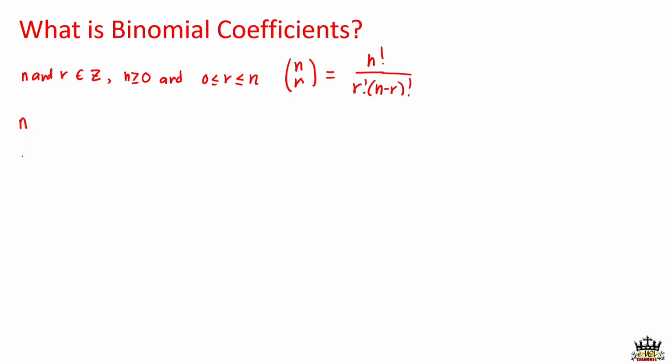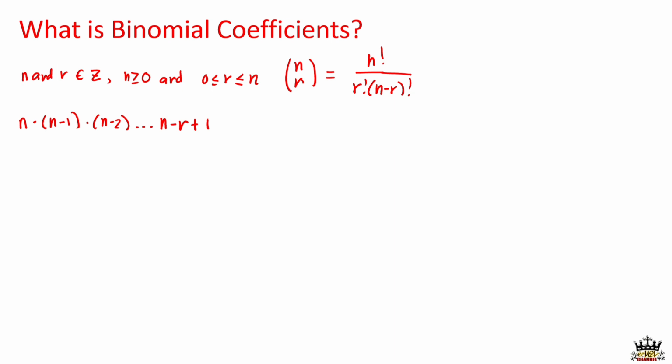Then there are n minus 1 objects left, so the second can be chosen in n minus 1 ways, written as n minus 1. Then there are n minus 2 objects left, so the third can be chosen in n minus 2 ways. Following the same pattern, the last one can be chosen from n minus r plus 1 objects.